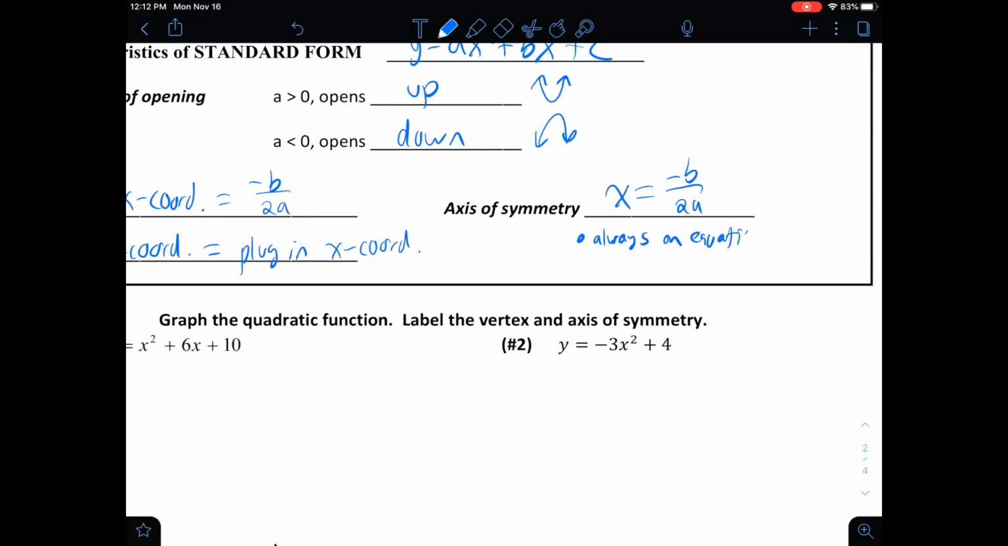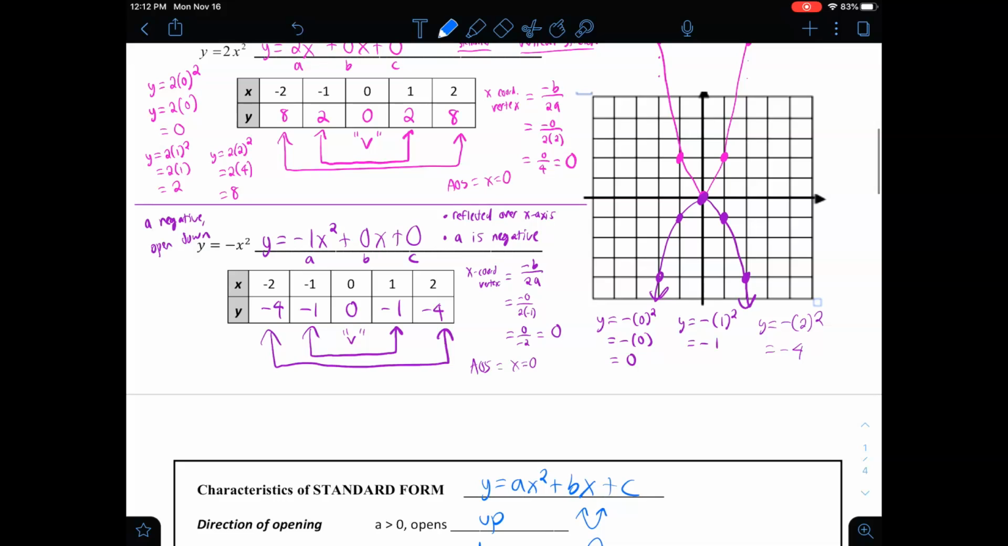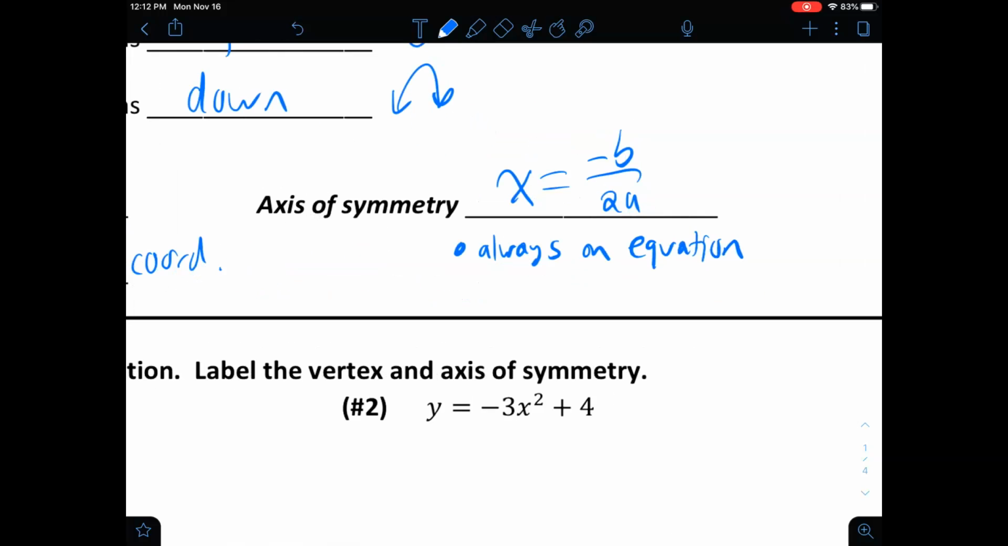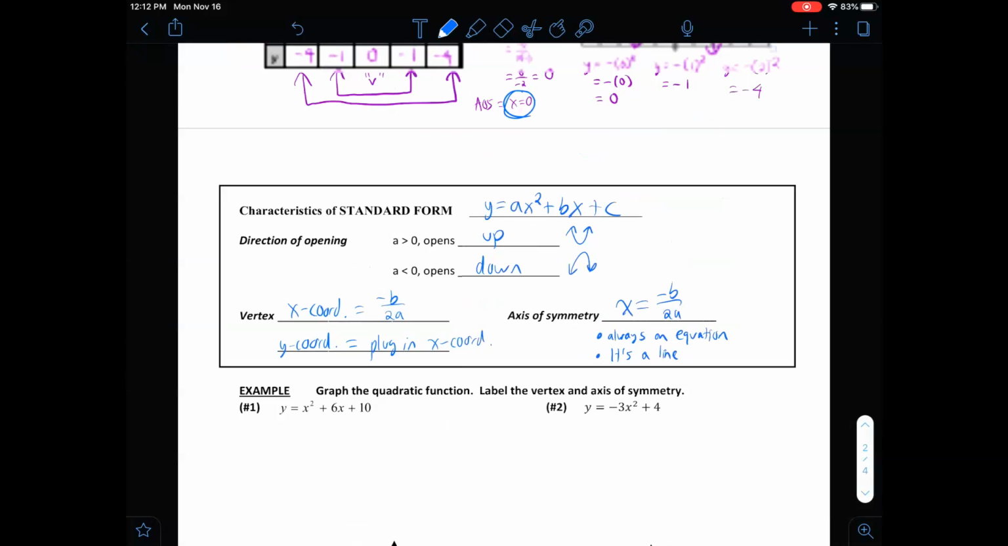Some people, for example, instead of writing x equals 0, would put just 0. It's not just 0. It's not just a number. That's not an equation, that's not an axis of symmetry. That's just a number. It is always an equation. It's going to be x equals whatever the number is. And it's always a line. It is a line.